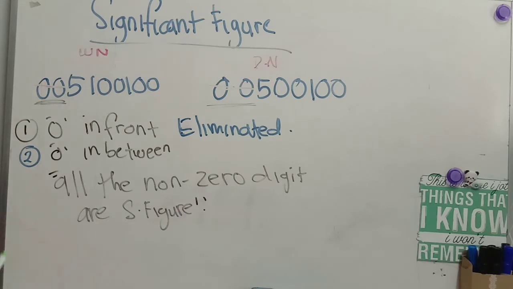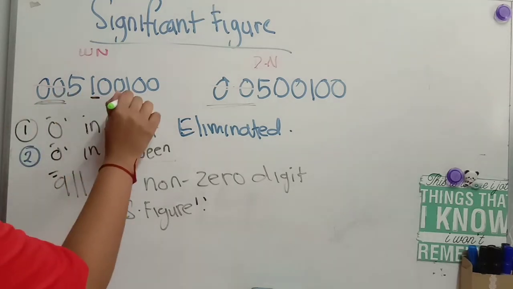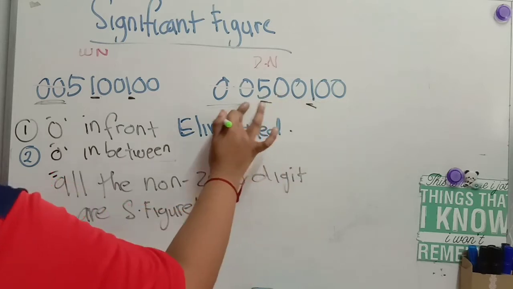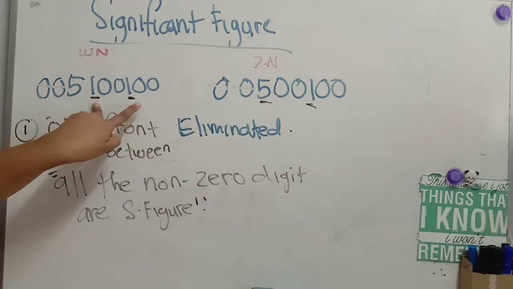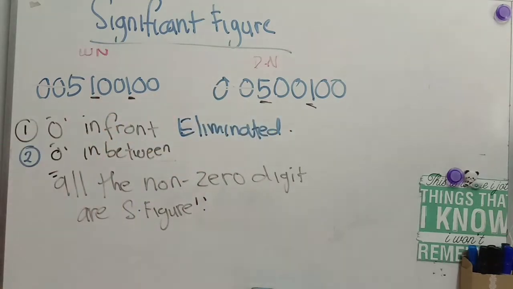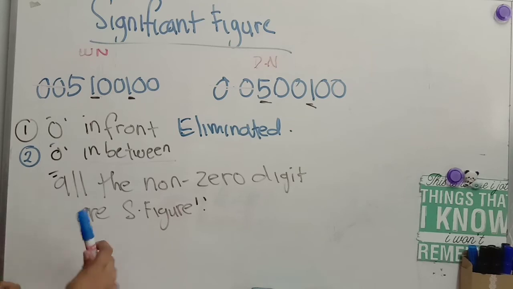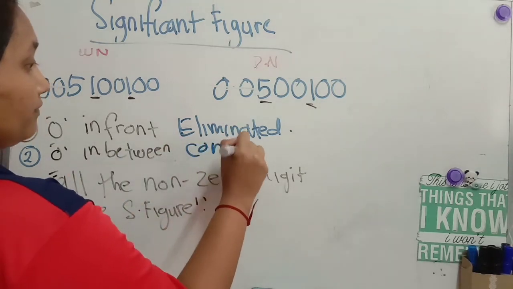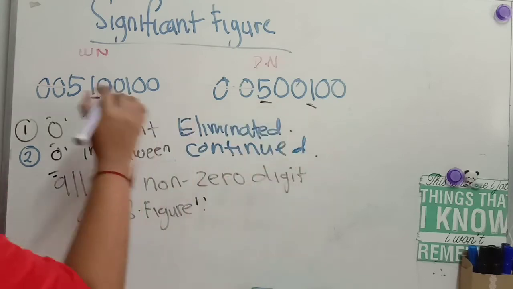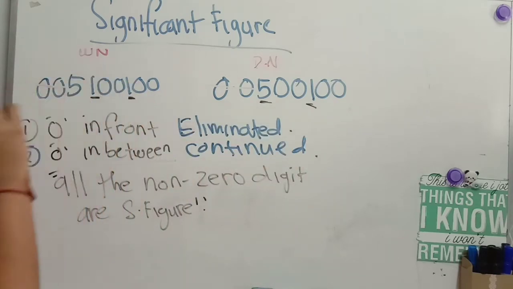So in between means the 0 in between the non-zero numbers. These are non-zero numbers, as I said before, 5, 1 and 1, 1. So zeros in between non-zero numbers are considered to be significant. So we continue with that 0. We will not eliminate that 0. We will take this 0 as a significant figure. We will not cut that.